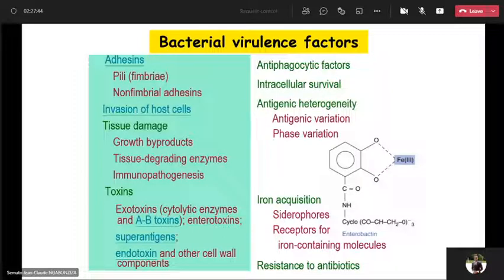Some bacteria are able to live intracellularly, they can live inside. Some other bacteria can vary their antigen. We see what is called antigenic variation in Borrelia reticulatis, some phase variation. There is also iron acquisition, by depriving the host of iron, they can produce a problem to the host. They have these receptors for iron-containing molecules, and resistance to antibiotics. These have been discussed. All these are factors linked with virulence. And some bacteria have these in large number and diversity, and those are then more virulent than others.